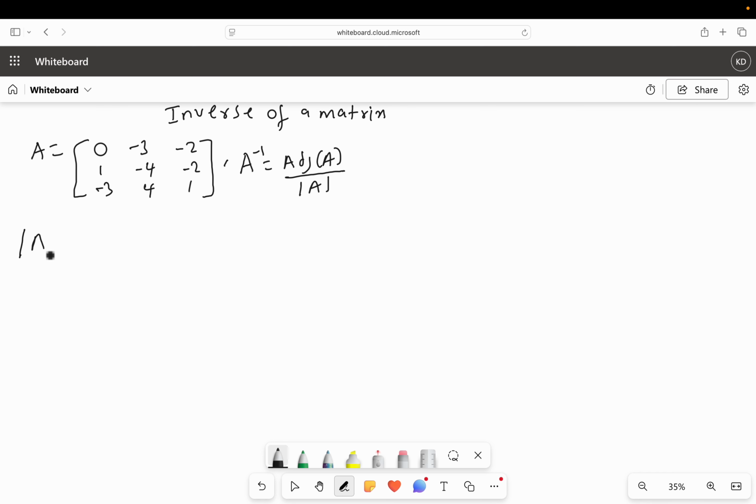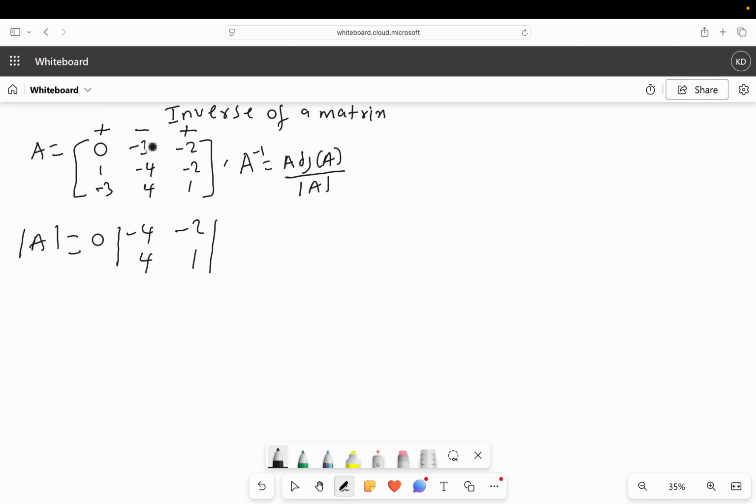So I have determinant of A. In order to find the determinant, I need to use the elements of the first row as my primary elements, and I also need to switch the sign. So I will start with positive, then negative, then positive. So the first element is 0, so I have 0. Then all I need to do is to cancel the corresponding column and row of 0. So if I cancel the corresponding column and row, I will be left with this square matrix, which is -4, -2, 4, and 1. So I need to find the determinant of the matrix.